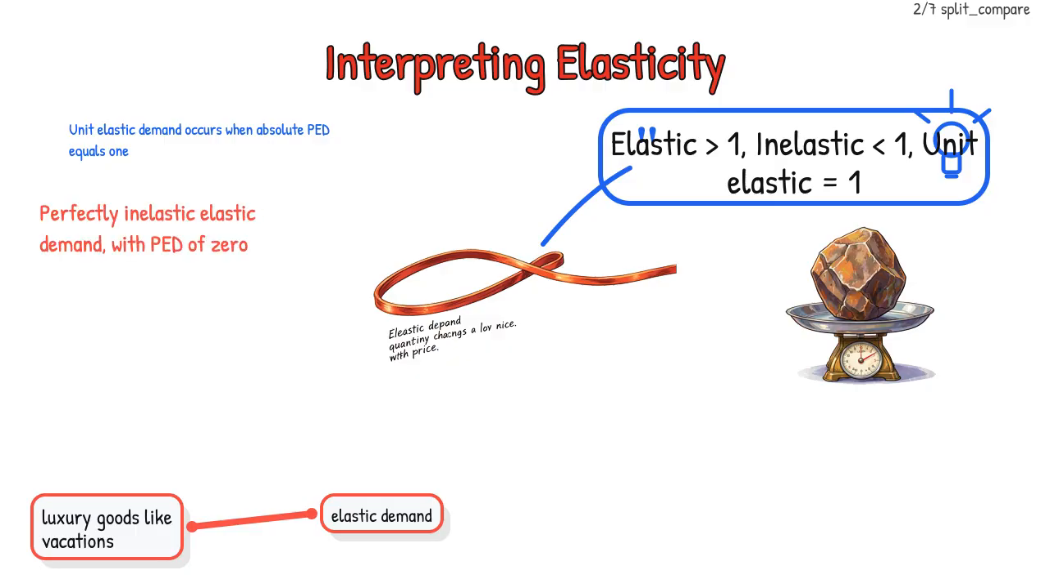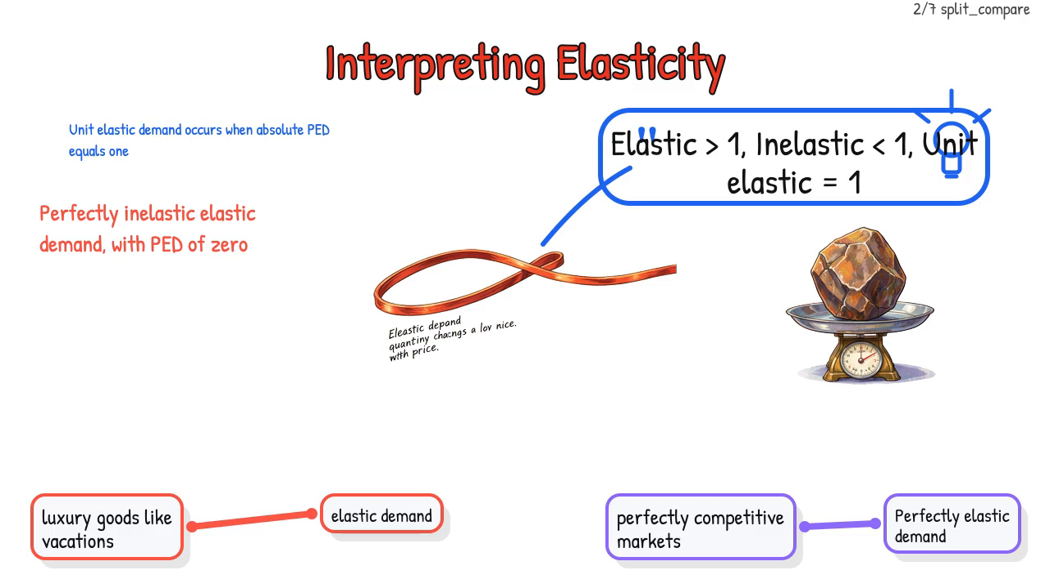Perfectly inelastic demand with PED of 0 means quantity demanded is unchanged regardless of price, for example life-saving drugs. Perfectly elastic demand, where PED is infinite, means consumers buy any quantity at one price but none at a higher price, as in perfectly competitive markets.